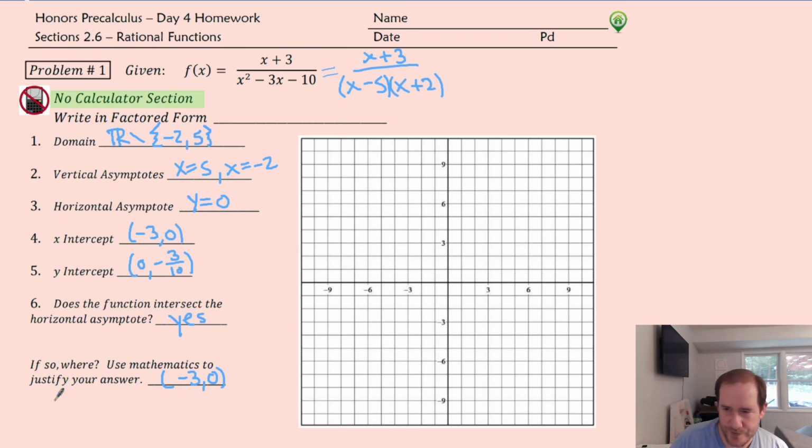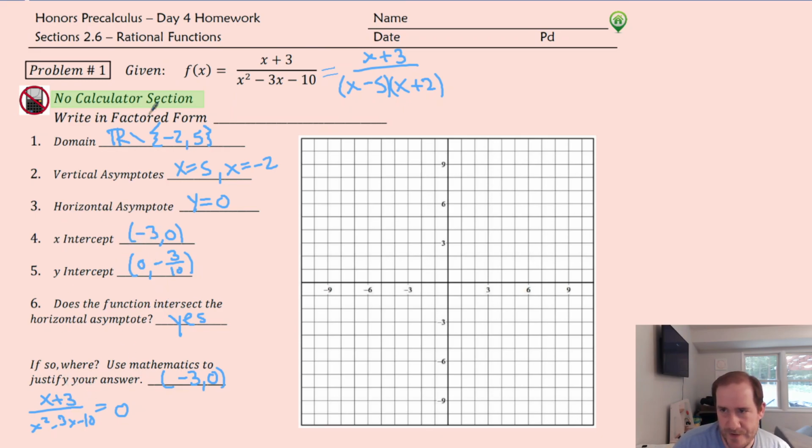I suppose if you were going to show math, then this is where we would take the whole function and set it equal to the horizontal asymptote, so we'd set it equal to 0. Cross multiplying, you get that whole thing to cancel. You get x plus 3 equals 0, you subtract 3, and there's your negative 3, right?